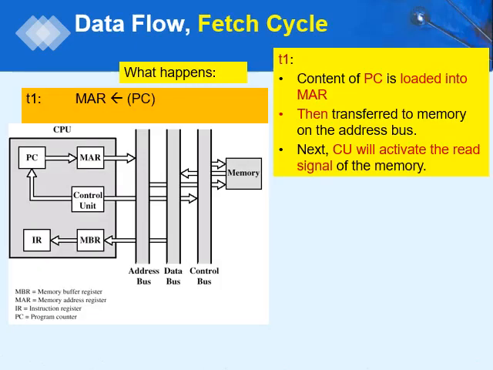During the fetch cycle, an instruction is read from the memory. The slide shows the flow of data during this cycle. So we start with PC. The PC contains the address of the next instruction to be fetched, which is address 100. This address is moved to the memory address register, MAR, and placed on the address bus.